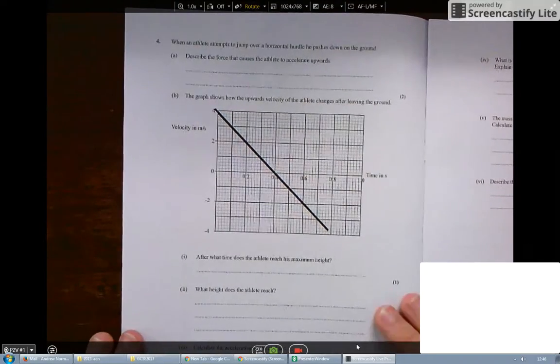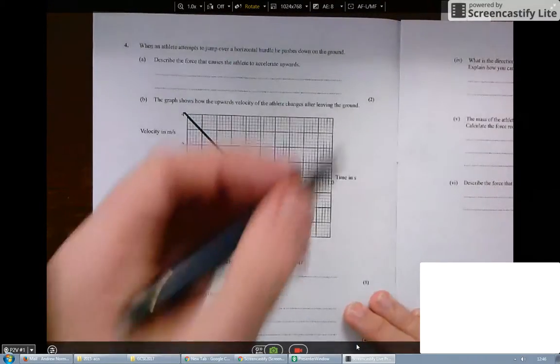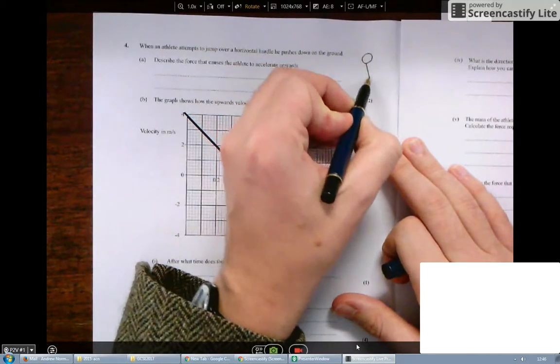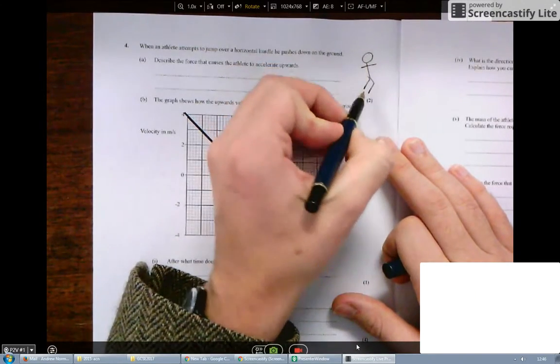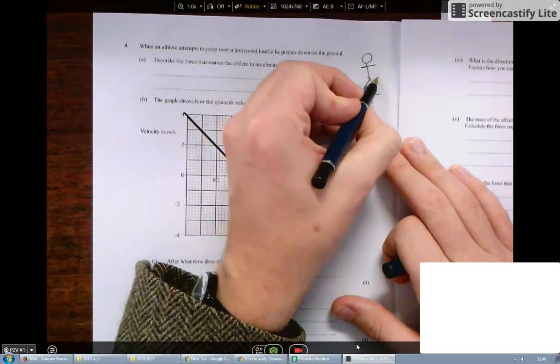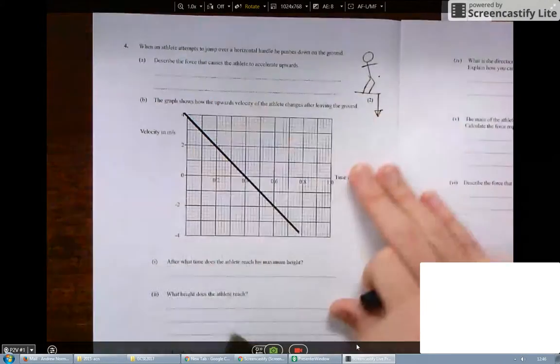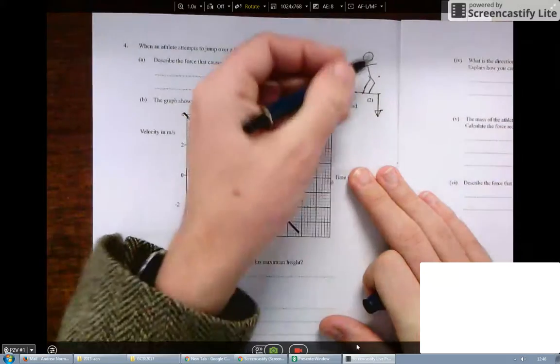Over the page. We've got an athlete who wants to jump over a horizontal hurdle and is pushing down on the ground. If the athlete is pushing down on the ground, then that means that the ground experiences a force downwards in this direction. The ground is being pushed down.